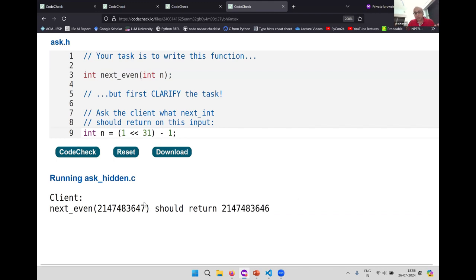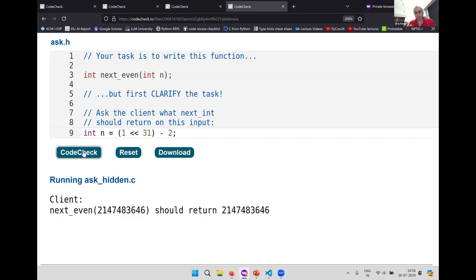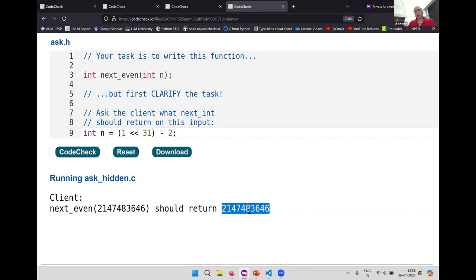But did you even think about this? Or even this one? Because this one is the largest representable positive integer, and on this one as well, the client wants this. So it's not simply a matter of n plus 2 or n plus 1, depending on whether n is even or odd. It's thinking about these kinds of issues.